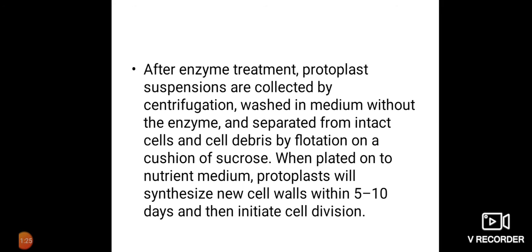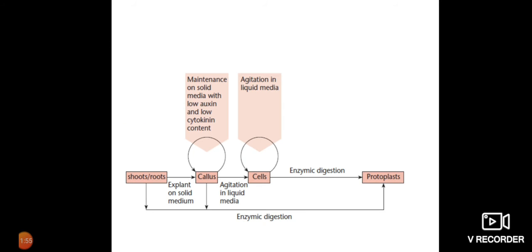Once the protoplast suspension is collected through centrifugation and washing in a medium without the enzyme and only the osmolytes, these protoplasts or cells are floated on the sucrose solution. When they are plated with a suitable nutritional medium, they will synthesize a new cell wall within 5 to 10 days and then initiate cell division. That's how people used to develop the protoplast.